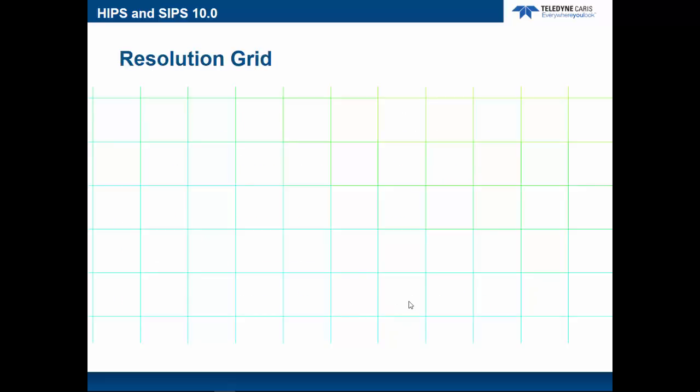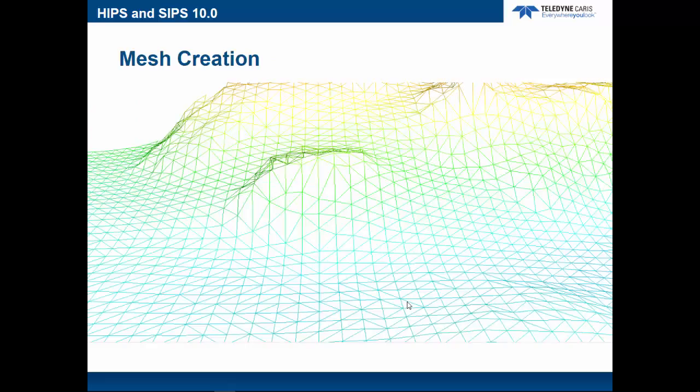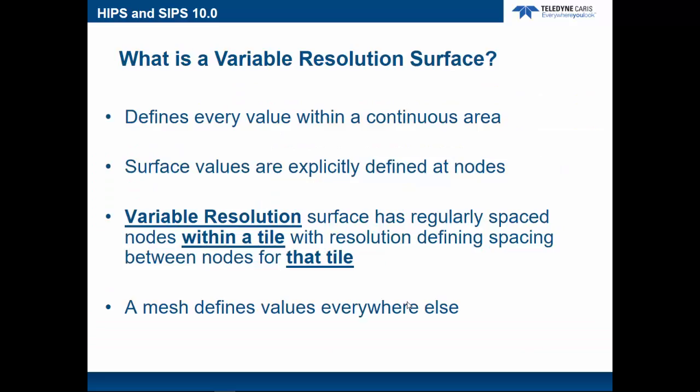So as an example, we lay down some grid at some appropriate spacing. We interpolate a value at every node from the source data based on our gridding method of choice. And then when creating products from that grid, we do some sort of linear interpolation or similar between those grid nodes. So that's how we create products today. Variable resolution isn't that much different. We still define every value within an area explicitly at nodes, but variable resolution has regular spacing within a tile, with the resolution of every tile defining that spacing. And then we use a mesh to define values everywhere else and stitch it all together into a continuous model.